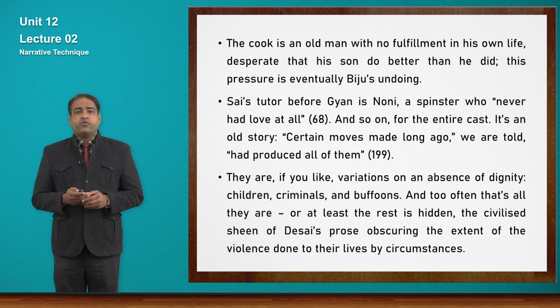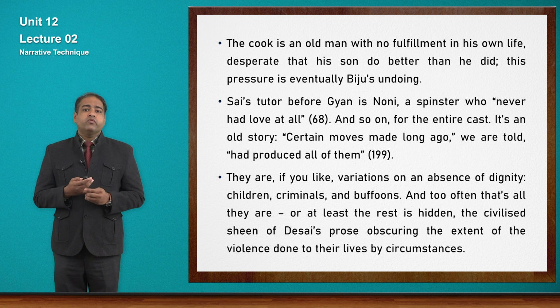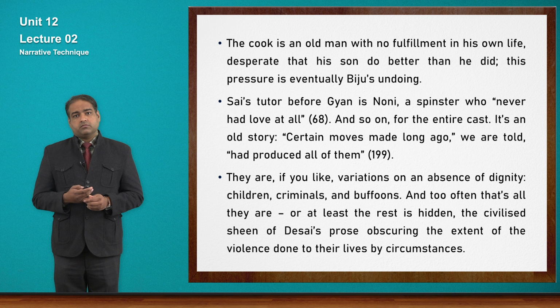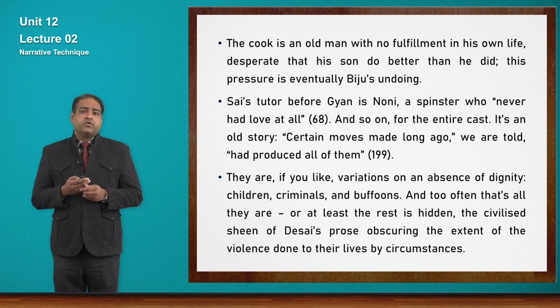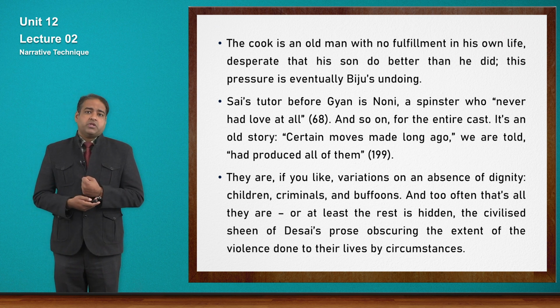Sai's tutor before Gyan is Noni, a spinster who never had love at all, and so on for the entire cast. It is an old story. Certain moves made long ago, we are told, had produced all of them. When we look at the case of Noni, she was also shown as a lady with no emotions in her because she never fell in love. Same is the case with all the characters. All the characters in the story are missing true love and affection from their life.